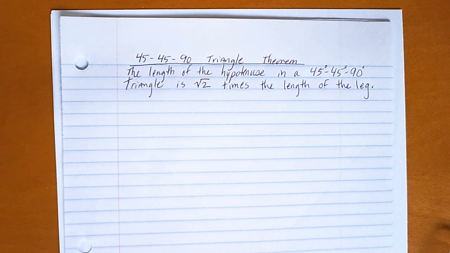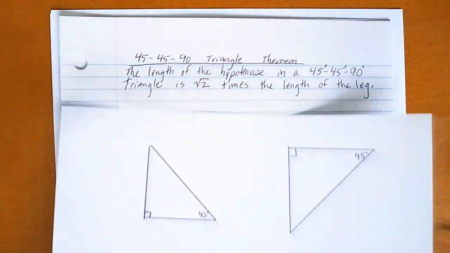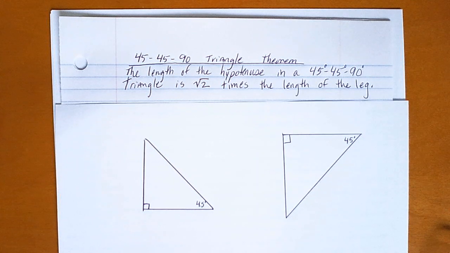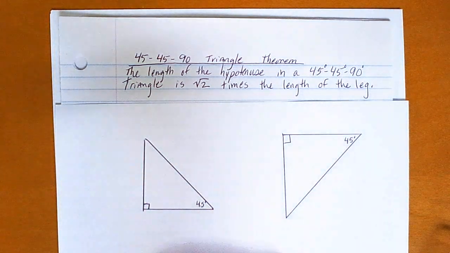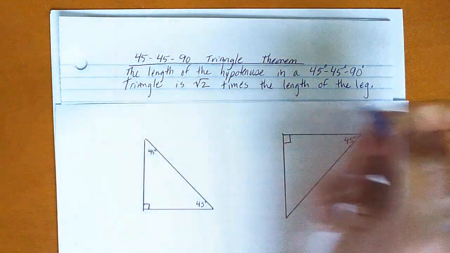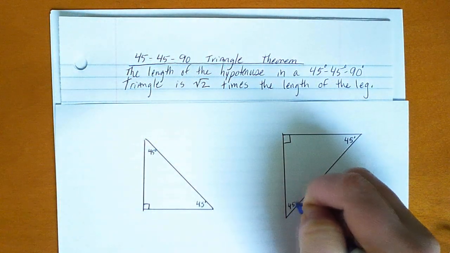In this video, I will be modeling the 45-45-90 triangle theorem, which says the length of the hypotenuse in a 45-45-90 triangle is root 2 times the length of the leg. So here I have a couple of models of 45-45-90 right triangles. Even though I only have one angle, I know the other angle would have to be 45 degrees. Because of the triangle sum theorem, 90 plus 45 plus 45 would give me the sum of 180 degrees.